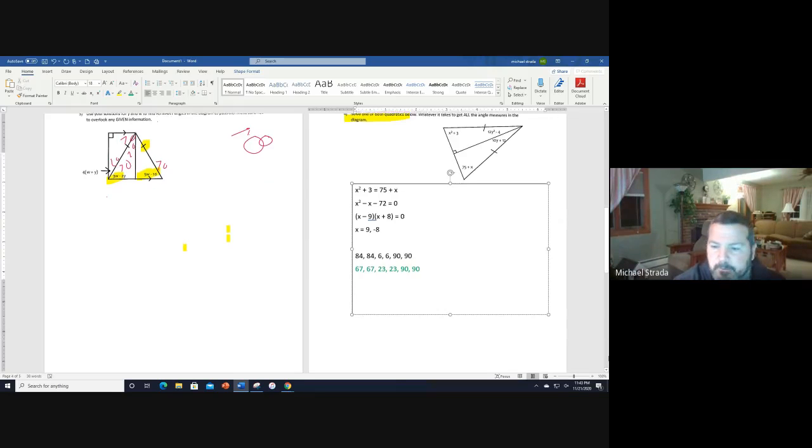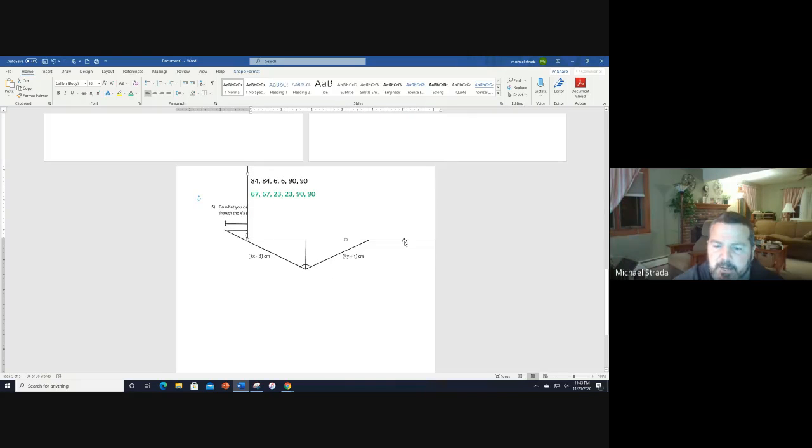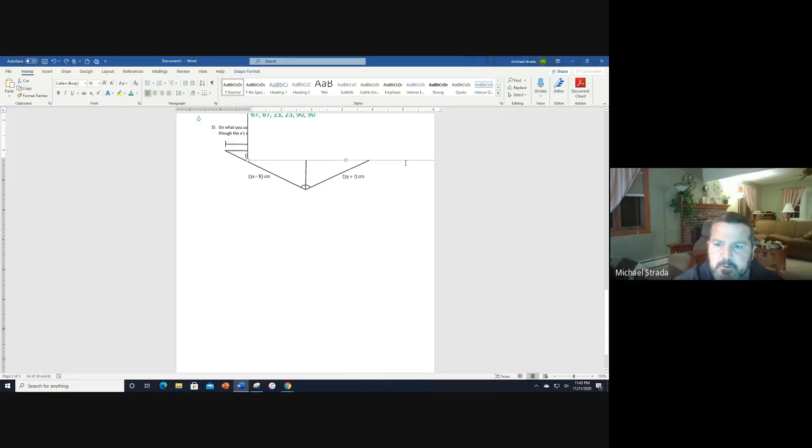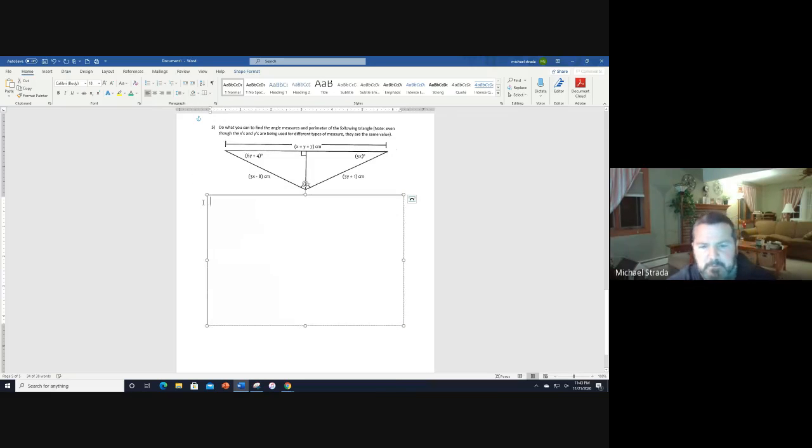Now I'm going to scroll on down to the last one, number 5. Number 5 talks about do what you can to find the angle measures and perimeter of the following triangle. Note, even though the x's and y's are being used for the different type of measure, they are the same value.